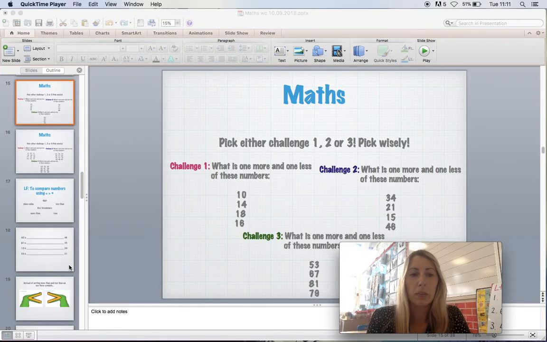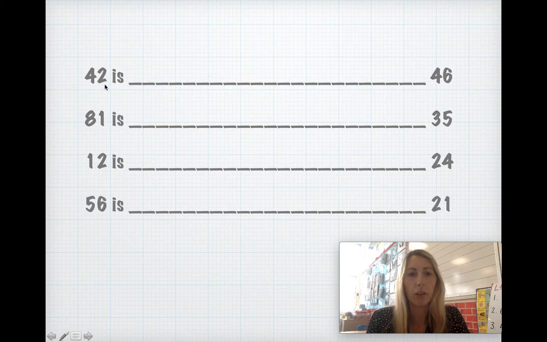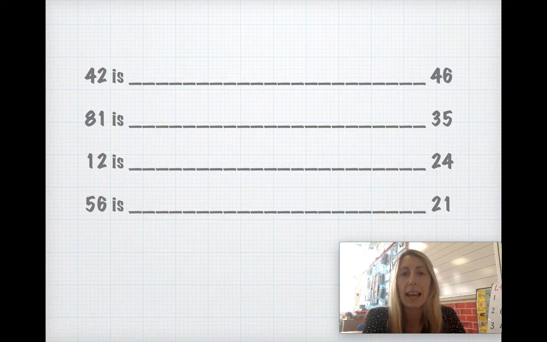Okay, I've got some numbers on the screen here, and I've got 42 is, and I've got a gap for 46. So is 42 greater than or less than 46? So is it a bigger number? Is the tens column or the ones column larger, is it greater, or is it less? So 42 is less than 46. If you put less than, you got that correct.